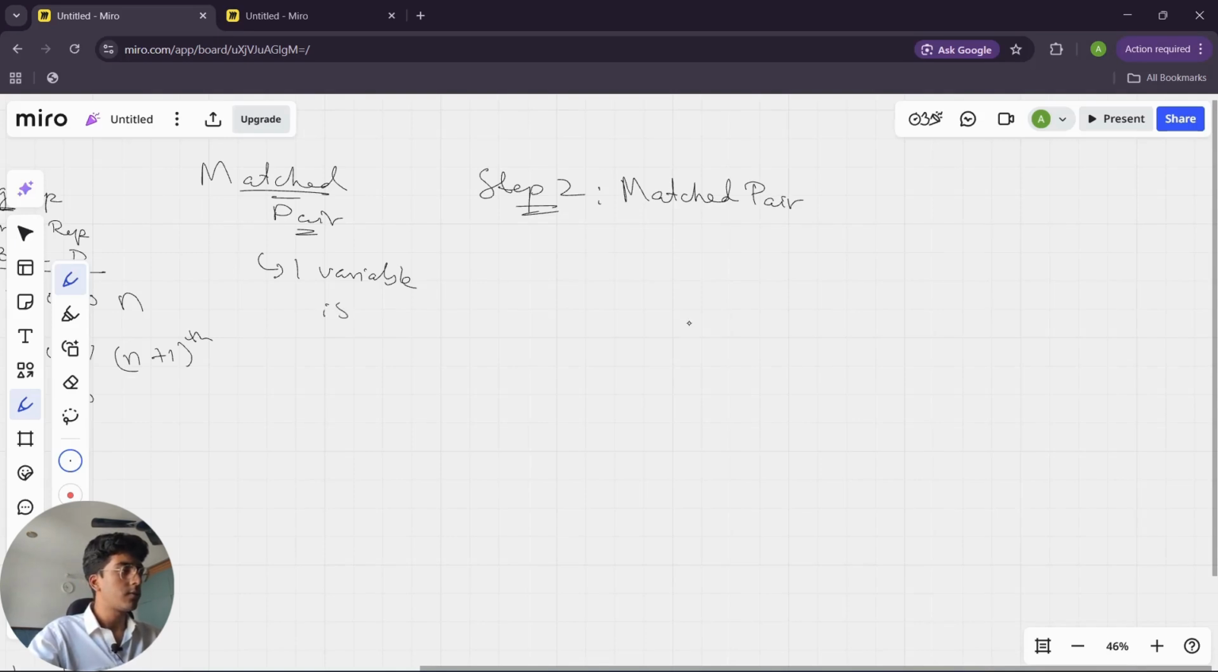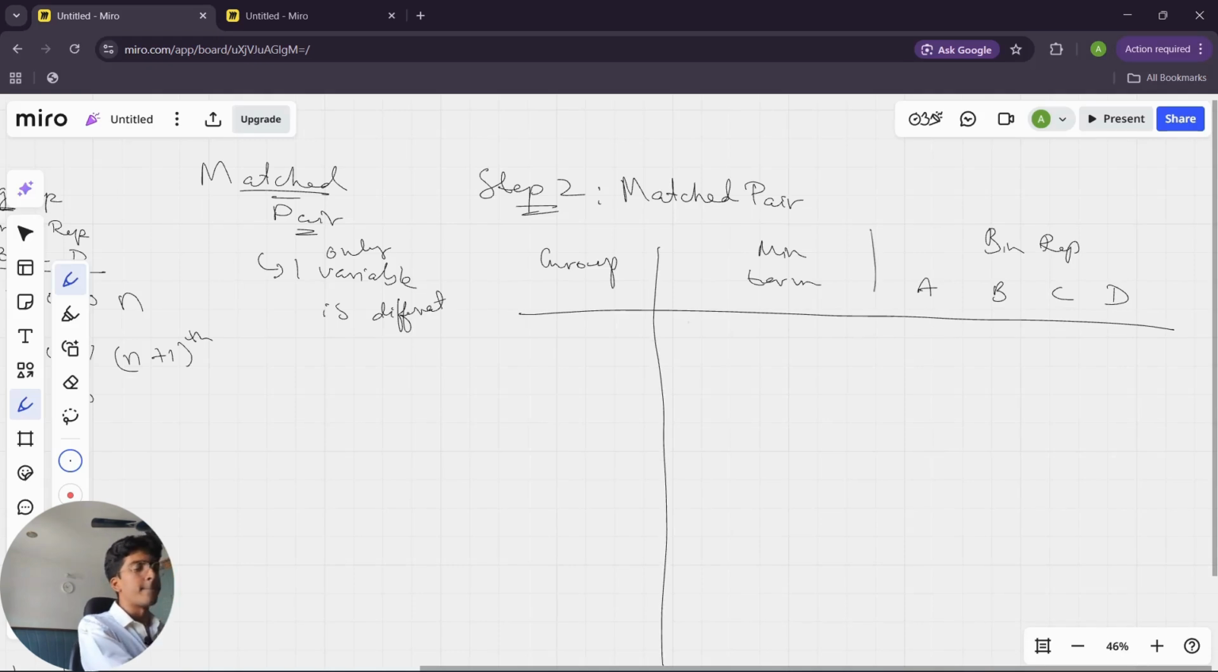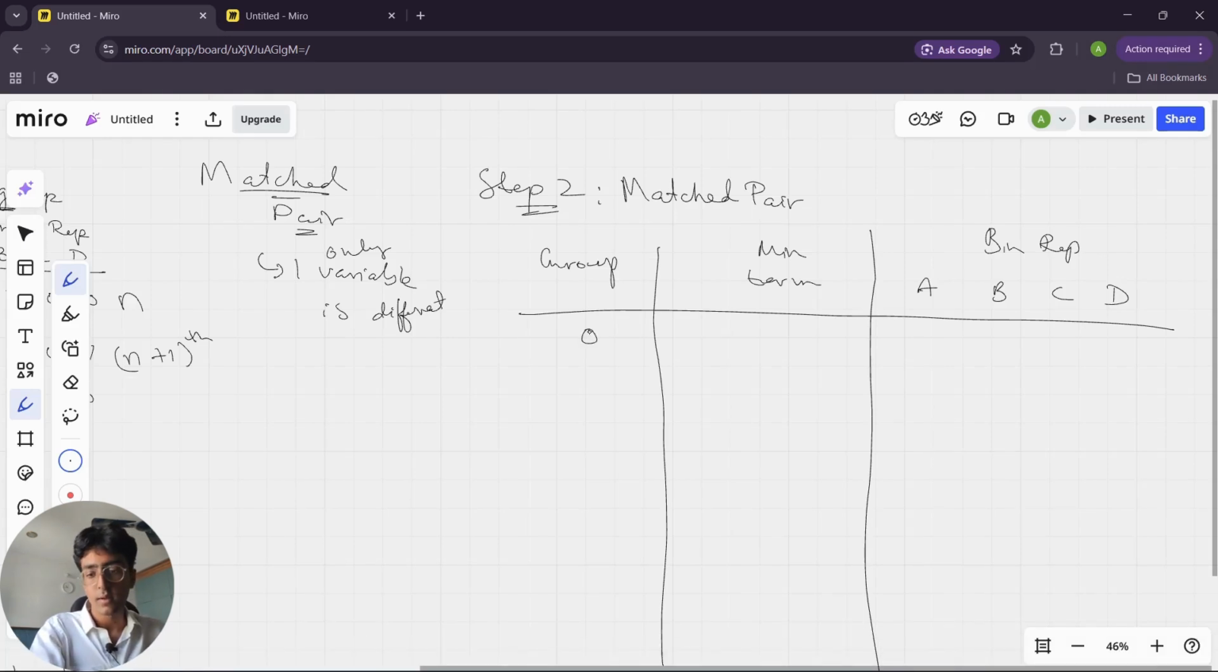So what's the first column? The first column is group, the second column is the minterm, the third column is the binary representation, which is A, B, C and D. इस बार I'll try my best to make these lines straighter. I am trying. Okay. So obviously the first group is 0. Now how to find a matched pair?